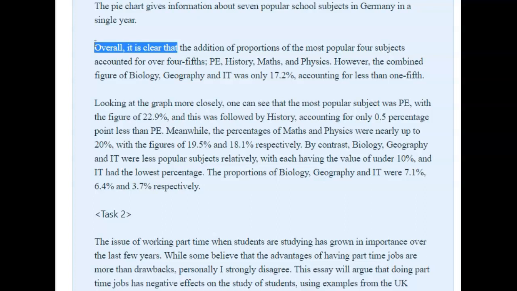Looking at the graph more closely, one can see that the most popular subject was PE with the figure of 22.9, and this was followed by history, accounting for only 0.5 percentage point less. Fine. Meanwhile, the percentages of maths and physics were nearly 20%, with the figures of 19.5 and 18.1 respectively. By contrast, biology, geography, and IT were less popular subjects relatively, with each having the value of under 10%. IT had the lowest percentage. The proportions of biology, geography, and IT were 7.1, 6.4, 3.7 respectively.